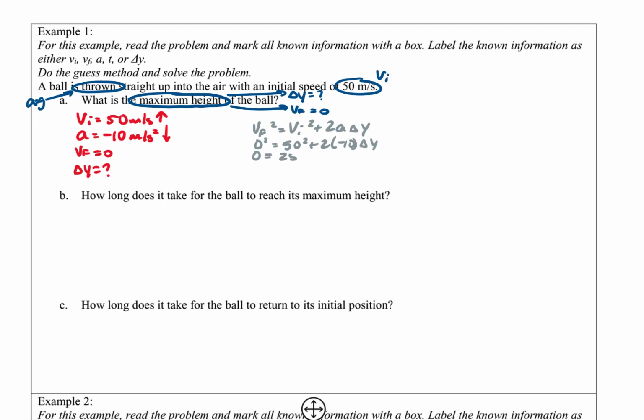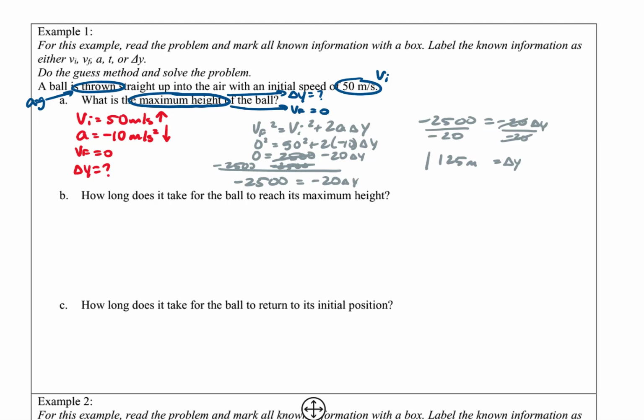So 0 is equal to 2500 minus 20 delta y. In order to solve for delta y, we subtract 2500 from each side. So I got negative 2500 is equal to negative 20 delta y. I'm just going to rewrite that, negative 2500, negative 20 delta y. We're going to divide both sides by negative 20. This gets delta y all by itself. Do that in your calculator. Delta y comes out to be 125 meters.